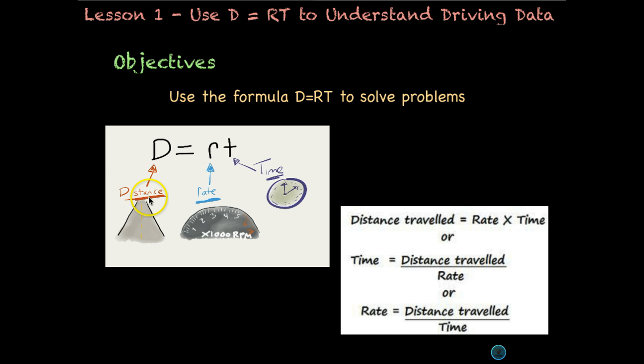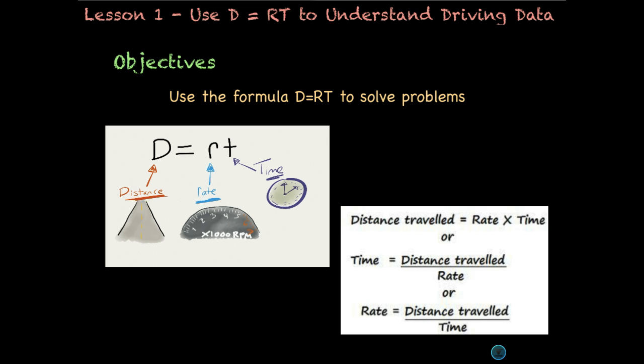Notice that D stands for distance, R stands for rate, and T stands for time. We can rewrite this equation in three different ways. We can leave it like this to solve for D, or we can solve for T by dividing both sides by R. So then we get that the time is equal to the distance traveled divided by our rate, or we can solve for R by dividing by T. And in that case, we have rate will be equal to our distance traveled divided by our time.